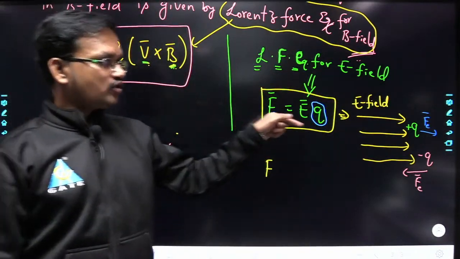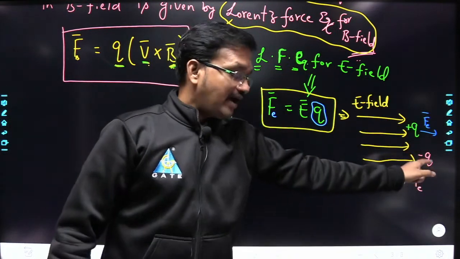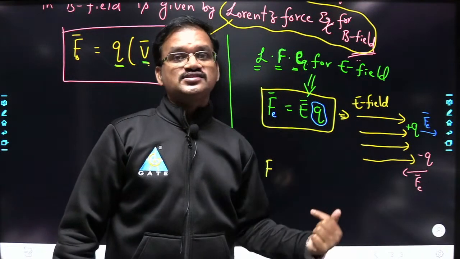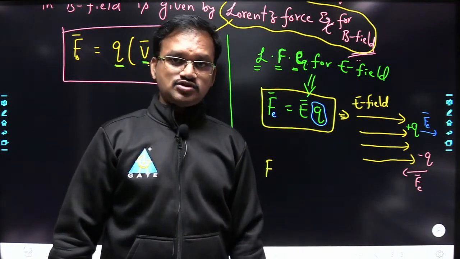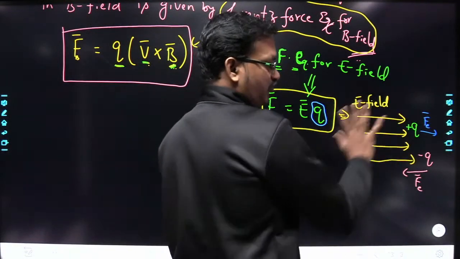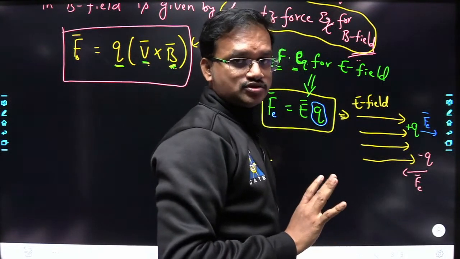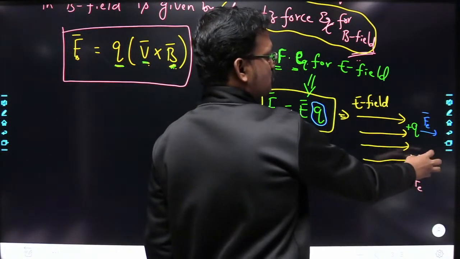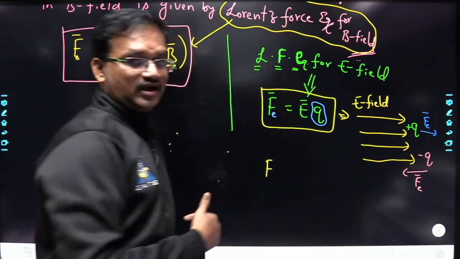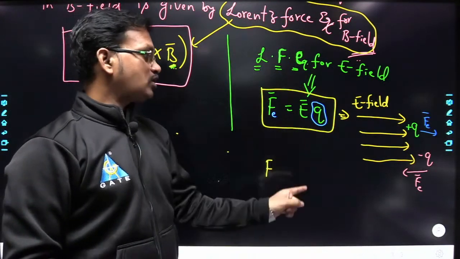Plus Q is going to experience the force along the direction of the electric field, whereas minus Q is going to experience the force against the direction of the electric field. Understood? What do you mean by that? If you simply leave a plus Q charge in the electric field, it is going to move along the direction of the electric field. If you leave a minus Q charge in the electric field, it is going to move against the electric field.